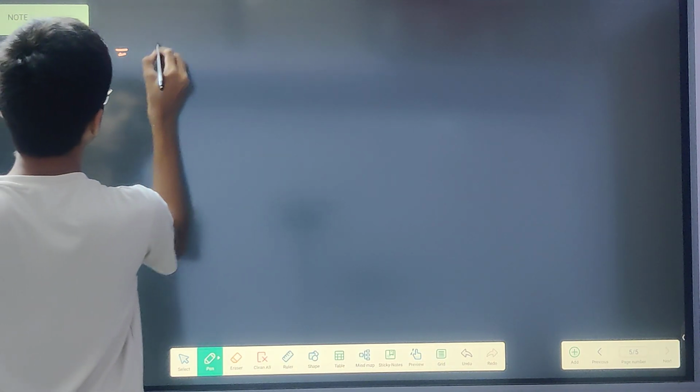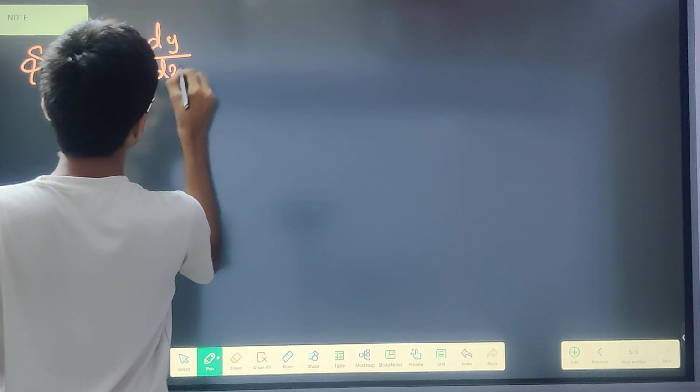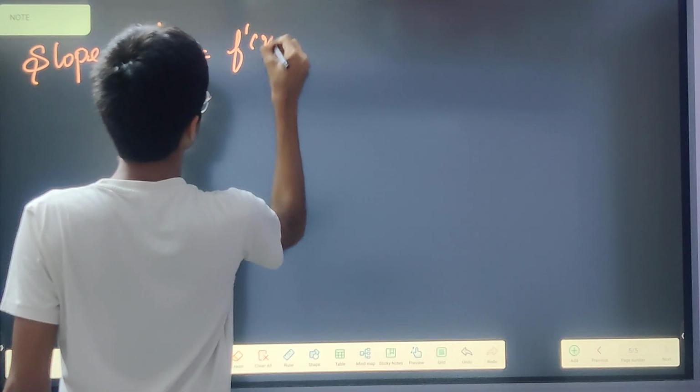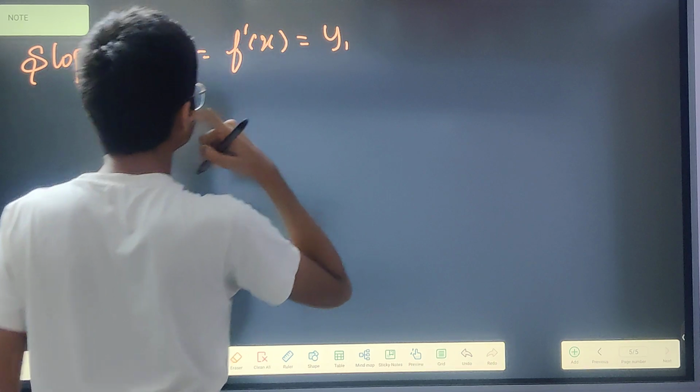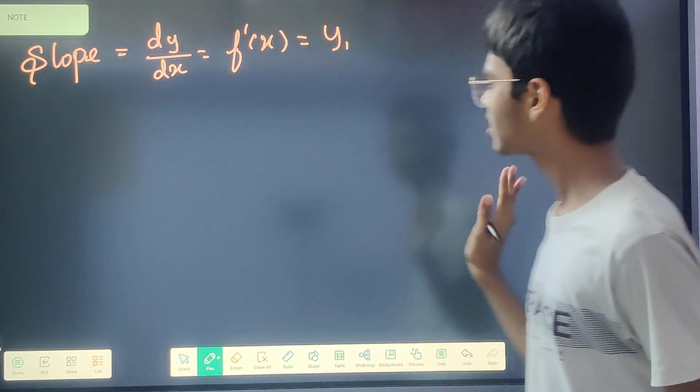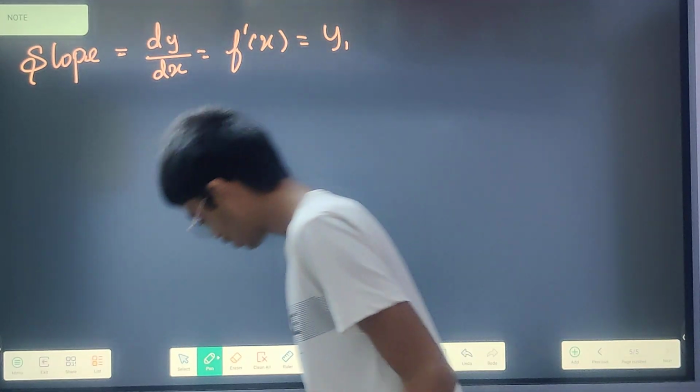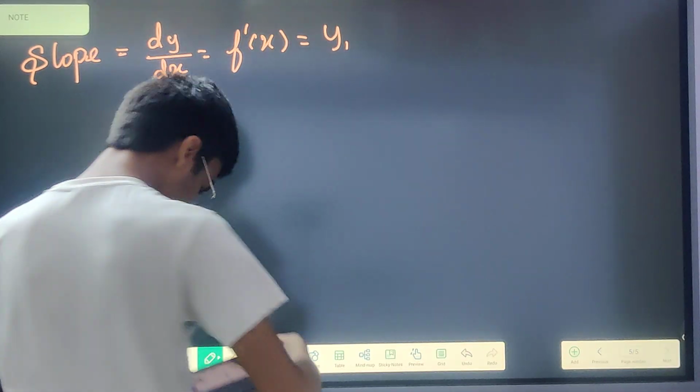That is slope, which is equal to dy by dx, which is further equal to f dash x. Then what else can I write? Till now, that is it. That is what is coming to my brain. Wait a second, I will check. Is there any other thing?